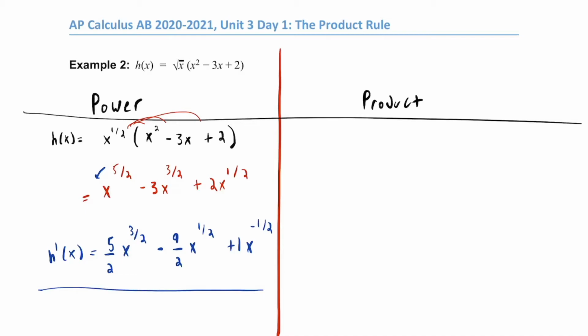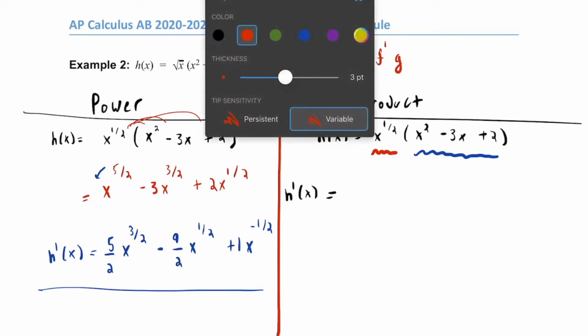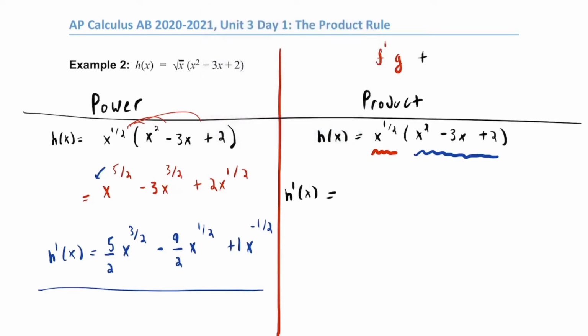Roughly, though, we're going to see what happens when we use the product rule and why we may sometimes prefer it and may not. So same idea here. Let's do h of x equals x to the 1/2 times x squared minus 3x plus 2. I'm going to think of this as f of x times g of x. When I apply the product rule to find h prime of x, remember it's going to be f prime g, this is super shorthand here.